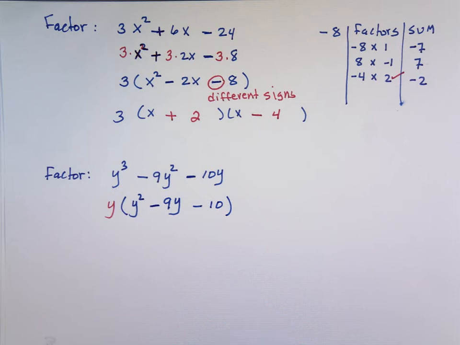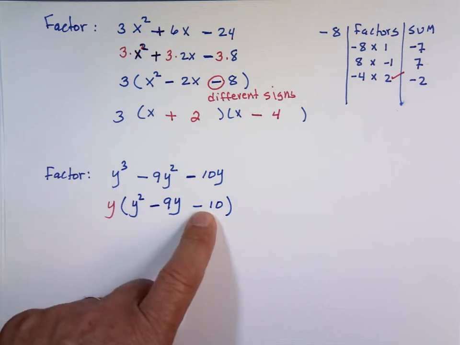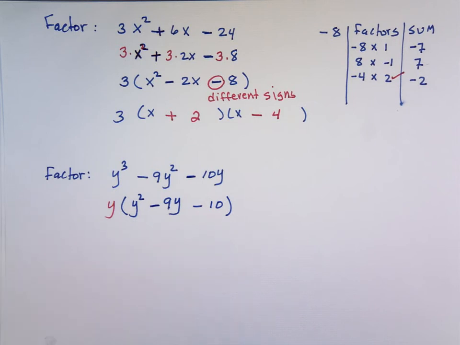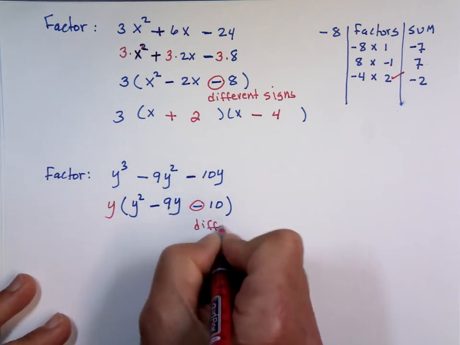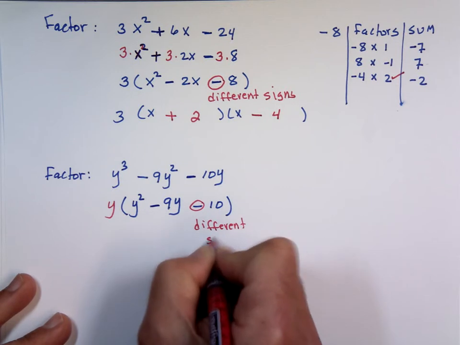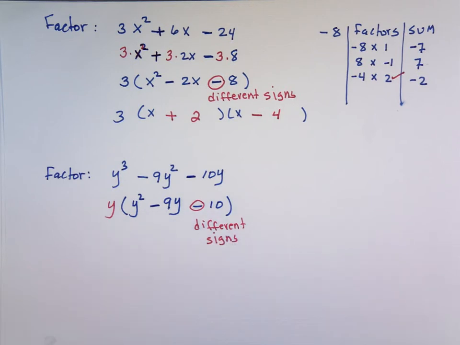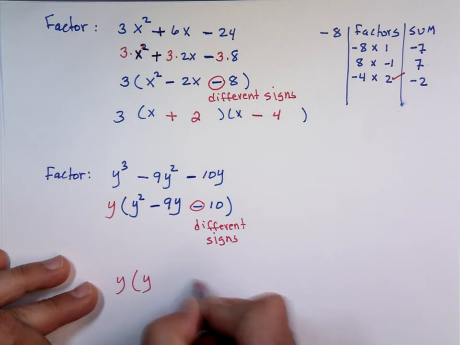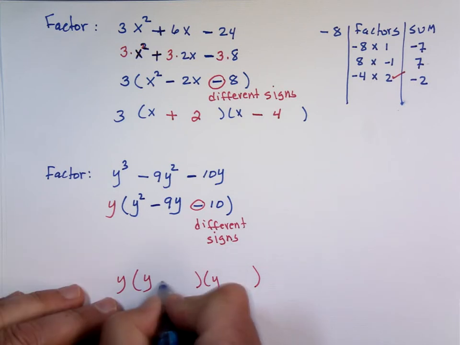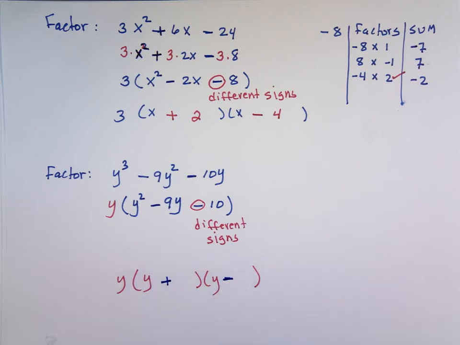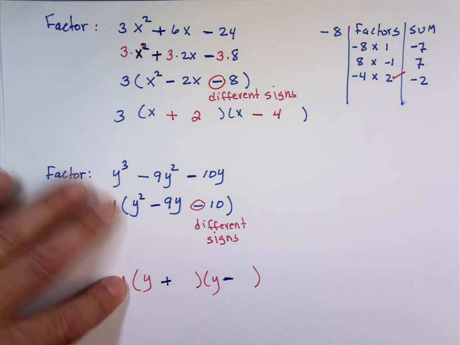Now can I factor this anymore? This sign is negative. Again, different signs. That means when I factor that, it's going to be y and y. One is positive, one is negative. So I'm not paying attention to this. I'm trying to factor this now.